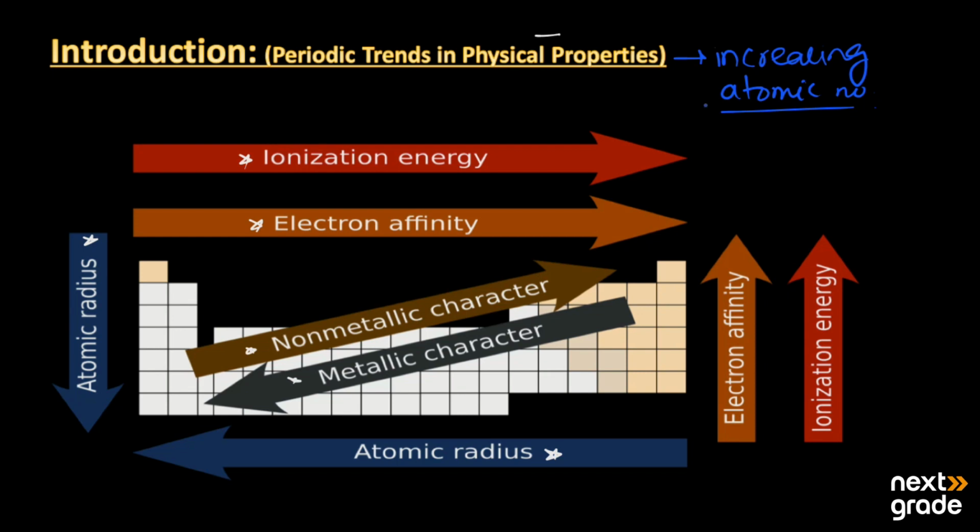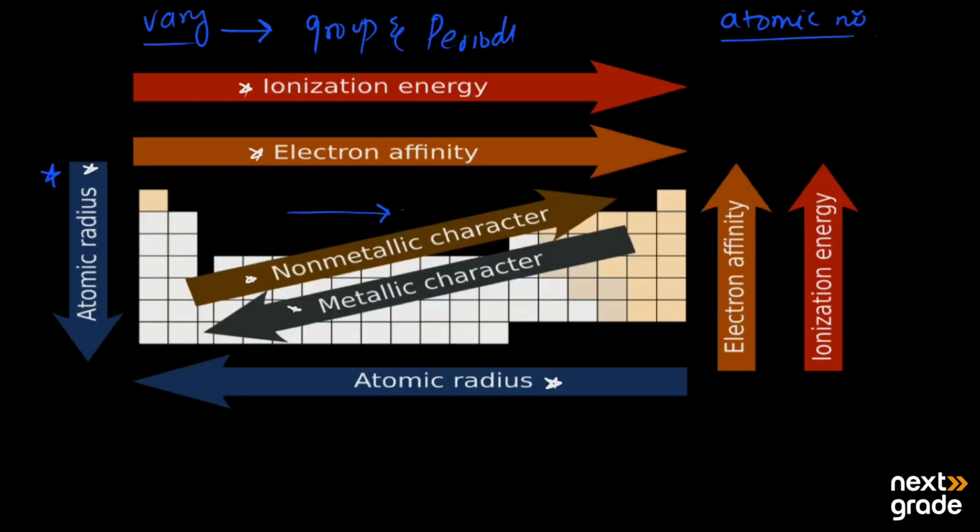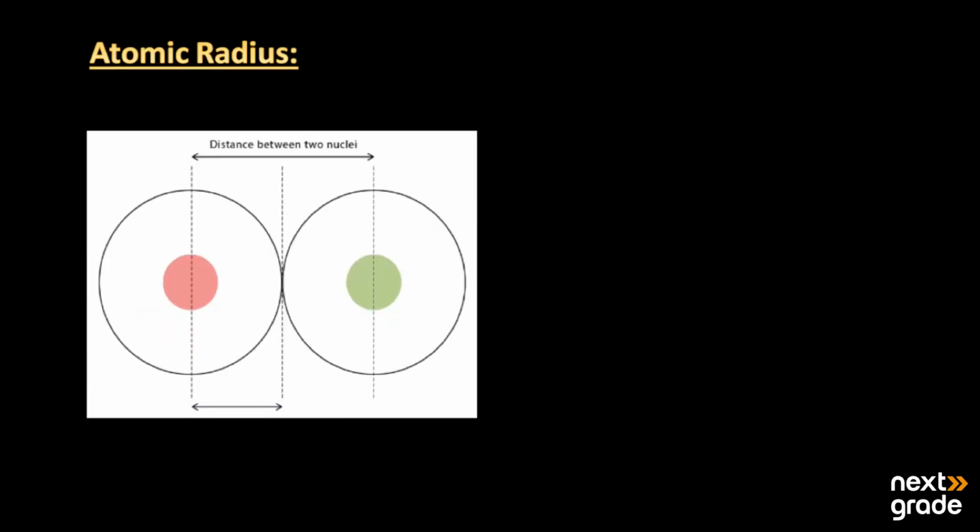So there is a gradual increase in the number of protons in the nucleus and the electrons in the outermost shell. The physical and chemical properties of the elements also vary or change within the different groups and different periods. So first we will discuss its physical property, that is its atomic radius, and have a look at how it varies in the periodic table.